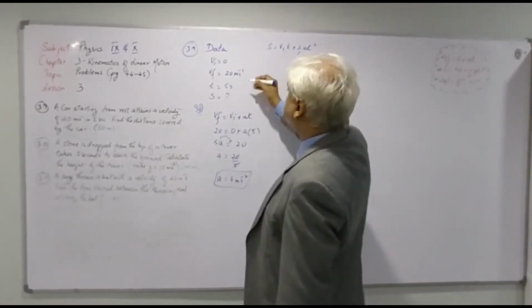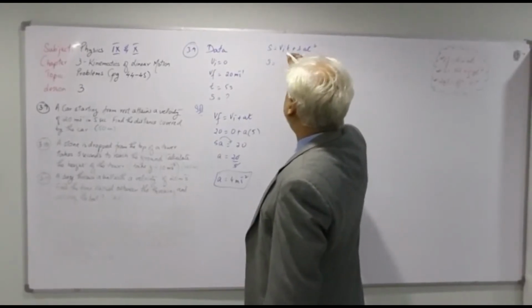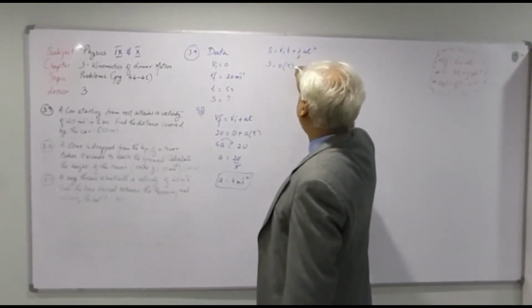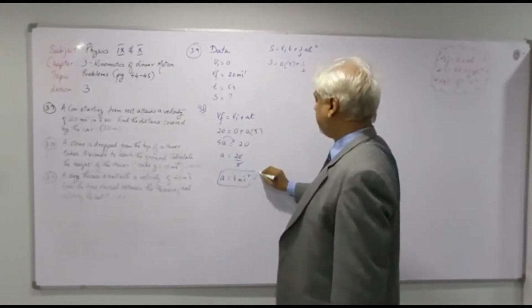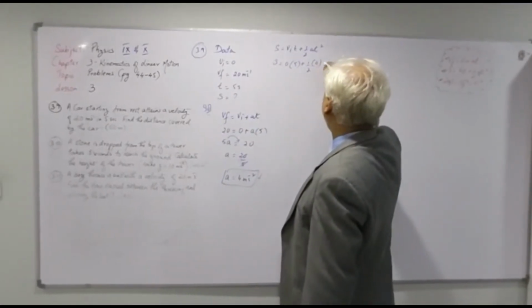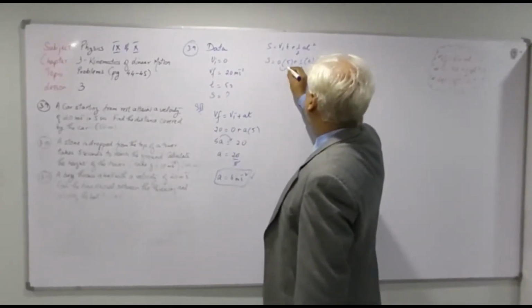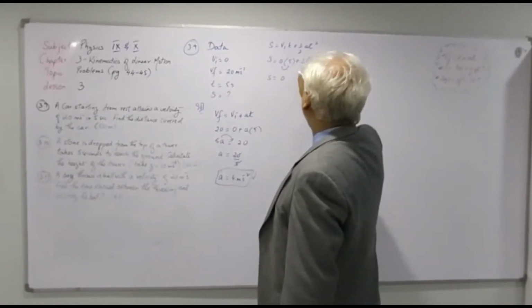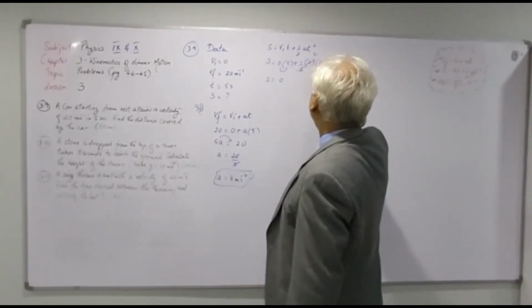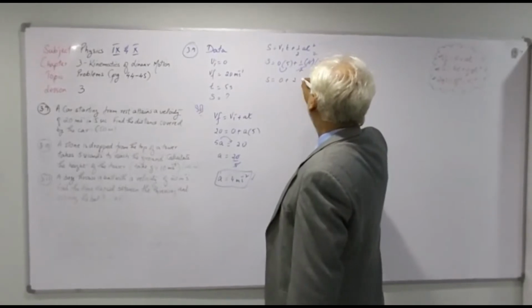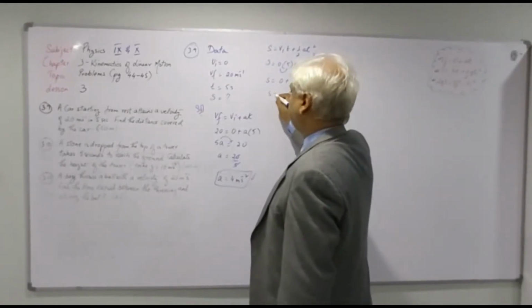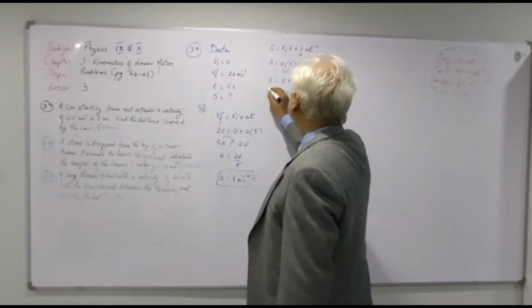So distance is what we need to know. Initial velocity is 0, time is 5. Half, acceleration we just found out is 4 meter per second squared, time is 5. 0 multiplied by anything will give you 0. 2 will go into 4 two times. 5 5s are 25. 2 times 25 will give you 50. So 50 meters is the answer.